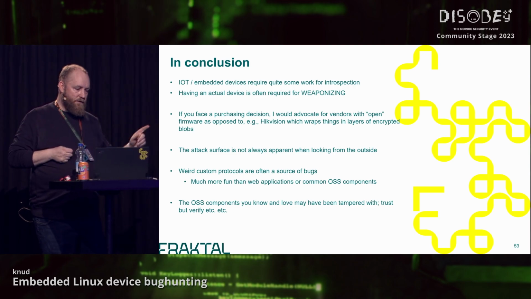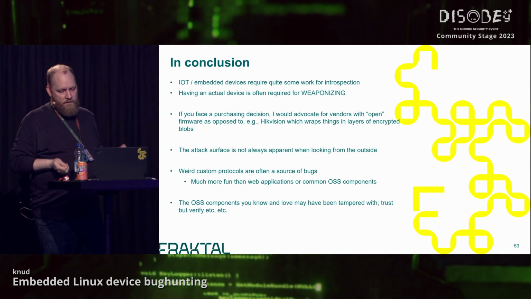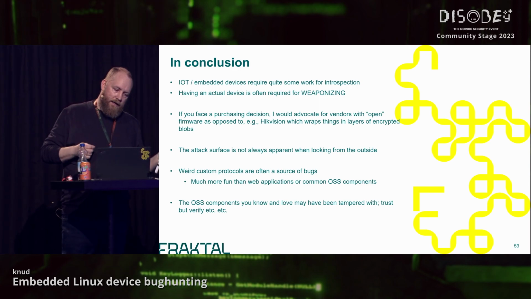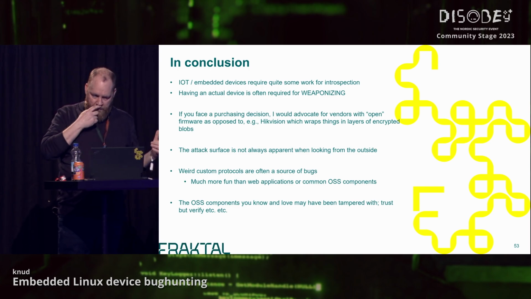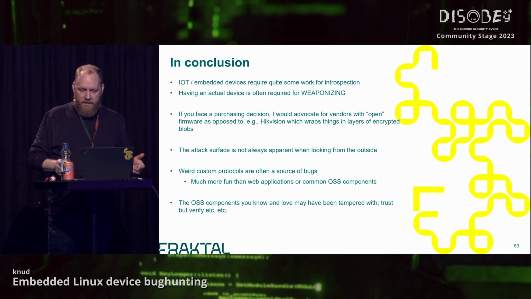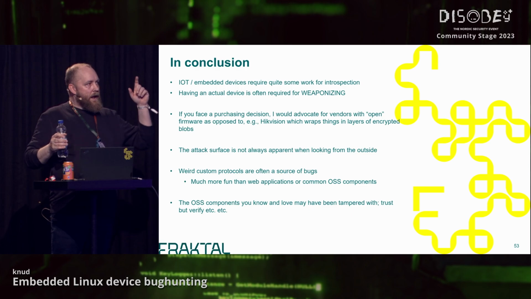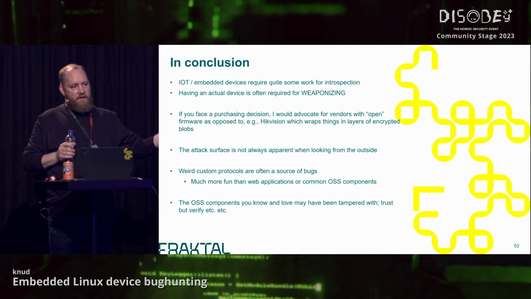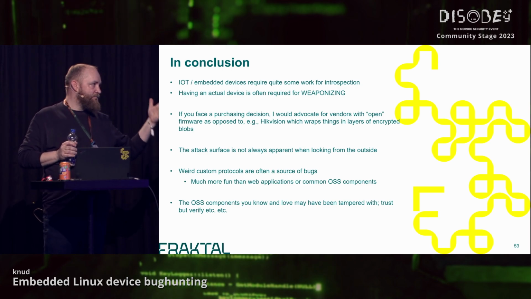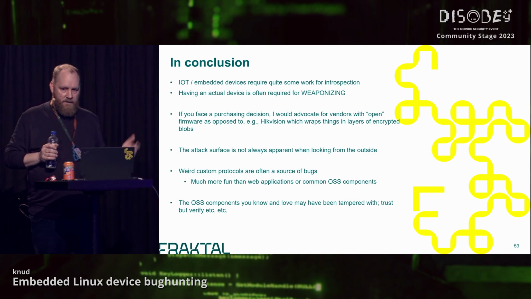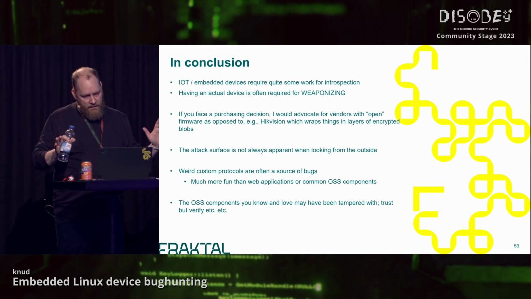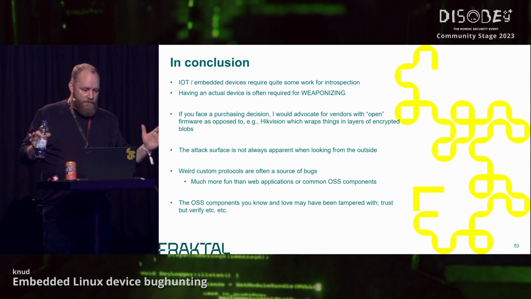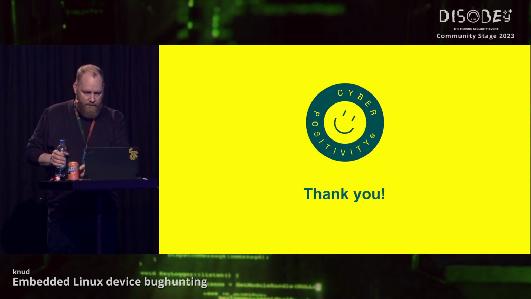The attack surface is not so easy to map unless you have a device. I like the custom protocols. It's much more fun than web applications or the common components. And one last takeaway, I think that the OSS components you know and love, such as net-SNMP, they can have been tampered with, right? In this case, it's leaking the password. That's not a default setting. Trust, but verify. And that was it.